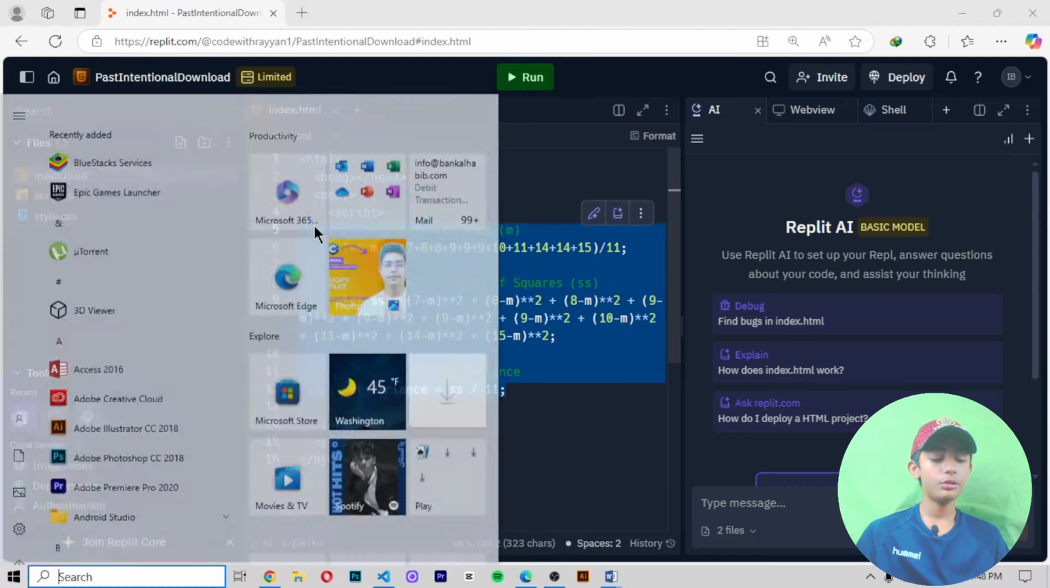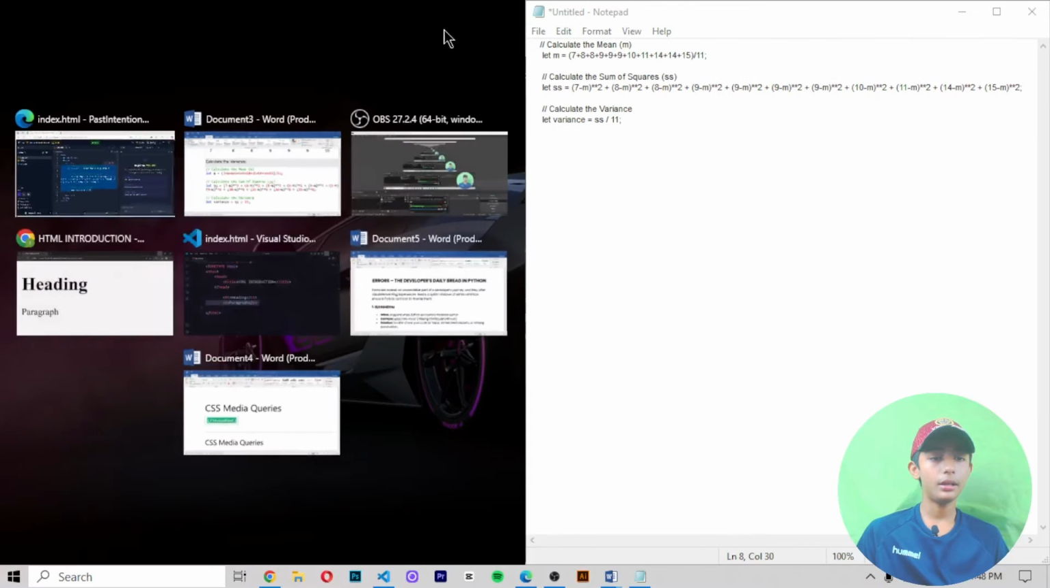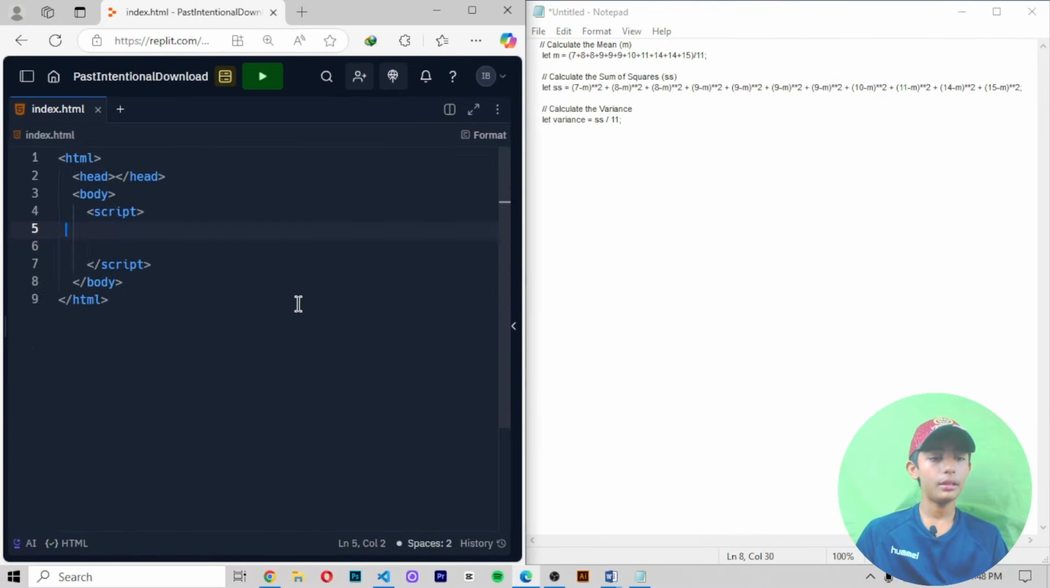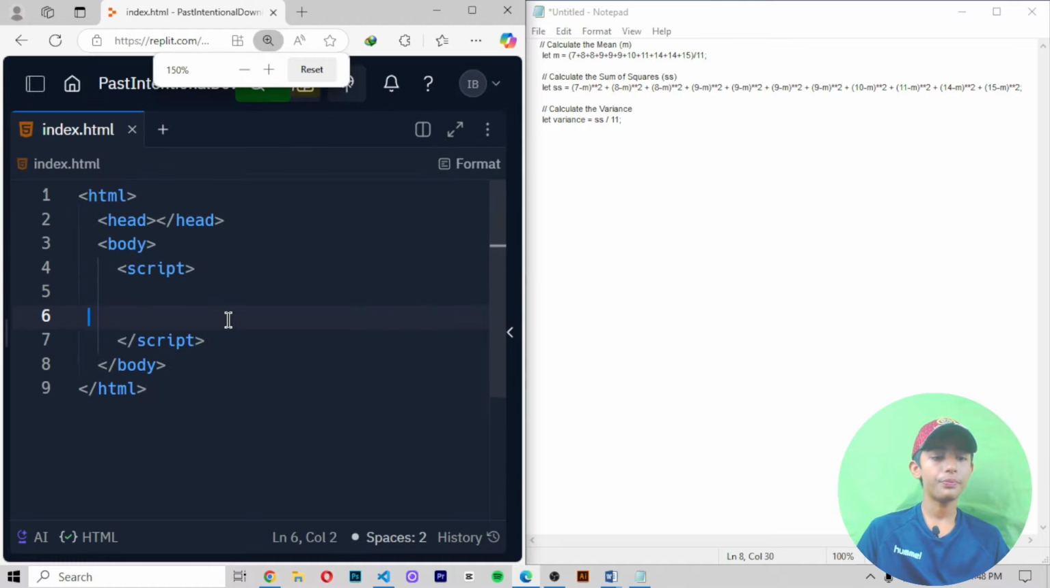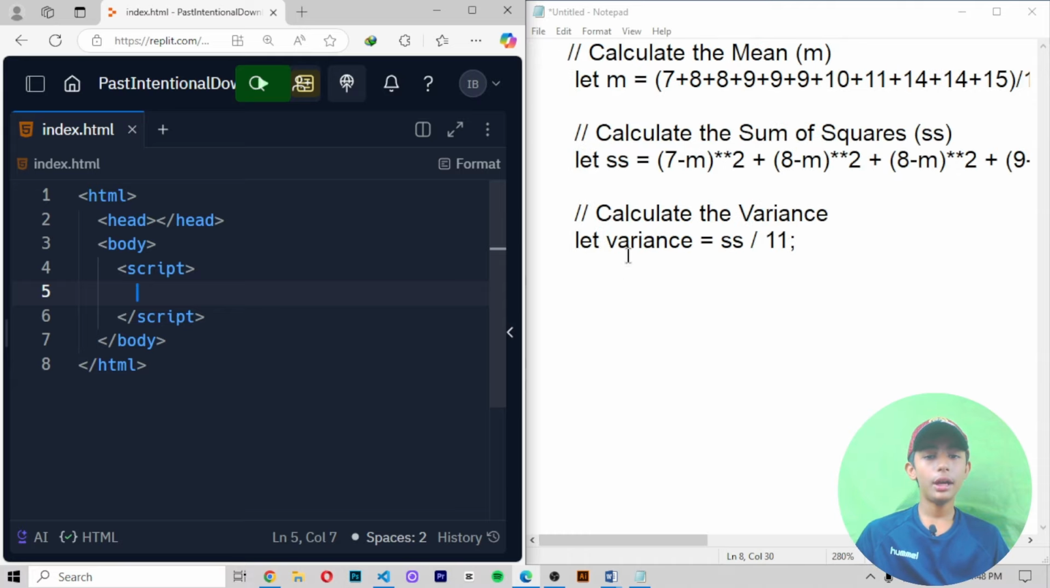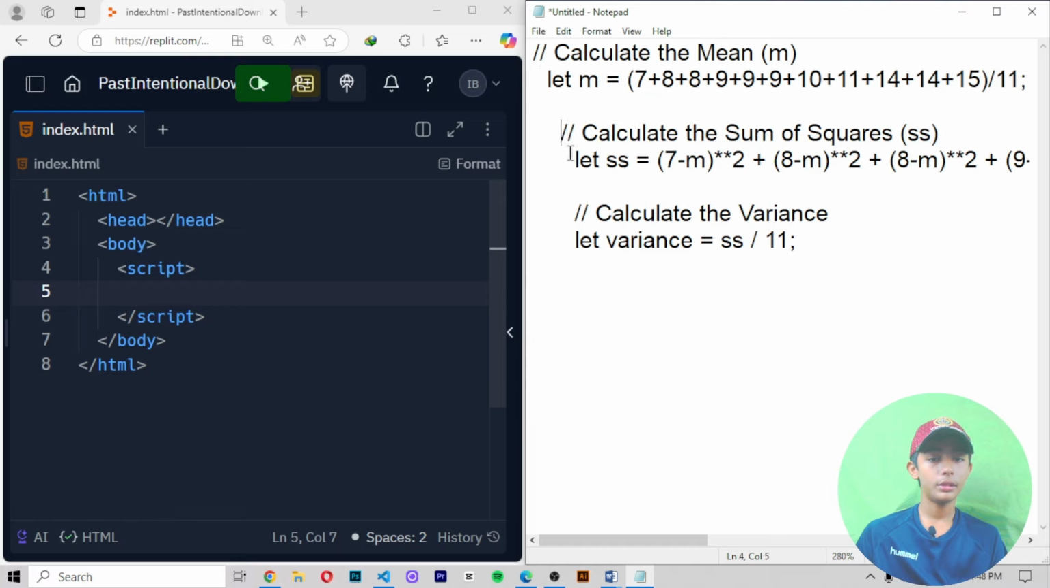To write this code, let me show you how to write it. First of all, paste it, and then let me remove it, and let me erase it, and let me zoom my code. Now let's start to write the code. To write the code, first of all, you write here. Let me show you what you will write. First of all, let me do this.